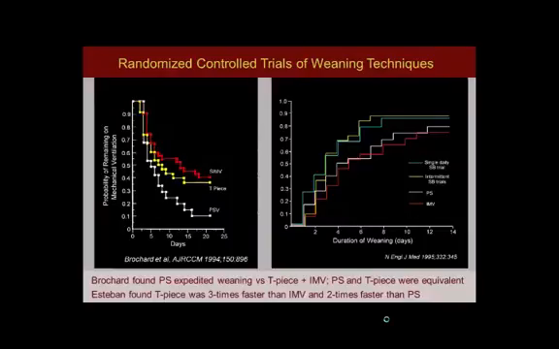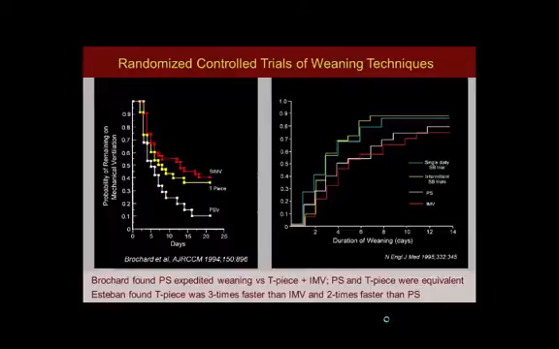And this has changed over the last 20 years. 20 years ago, it was much more T-tube trials than gradual reduction in pressure support. And there's been a number of randomized controlled trials looking at this. And the first of the two randomized controlled trials was the Brochard study on the left.